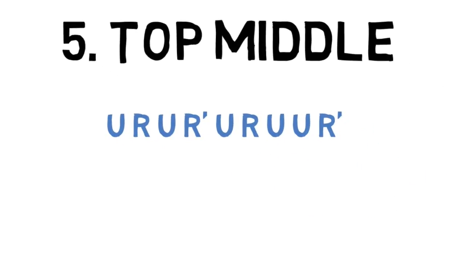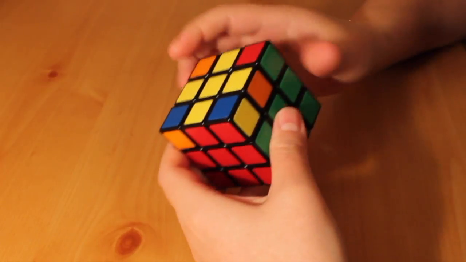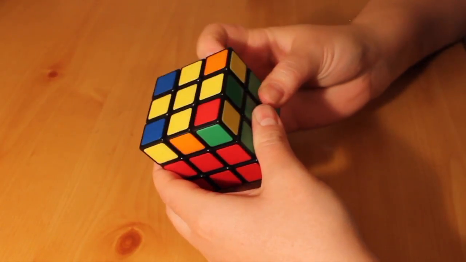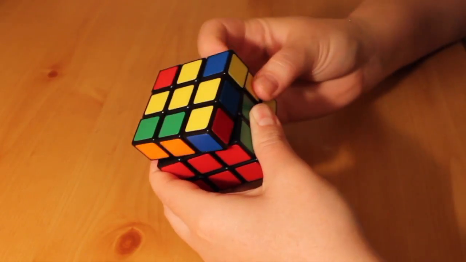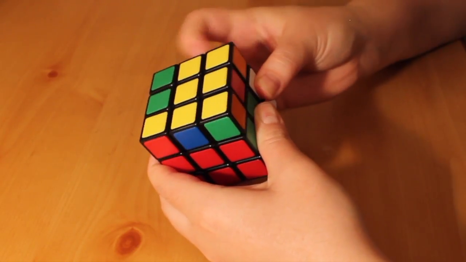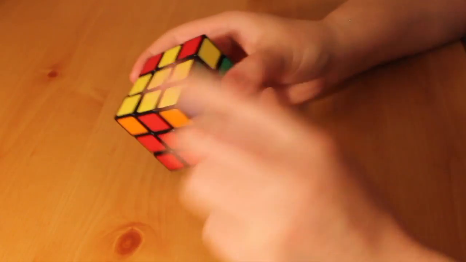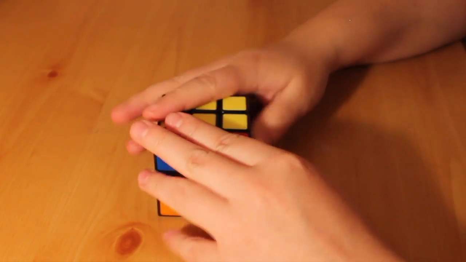So now we're going to solve the top middle. In this case, our orange and green are mixed up, so we just use that algorithm. And it should put us back in the right position. Always make sure your yellow cross is okay before you continue. So now our yellow corners.